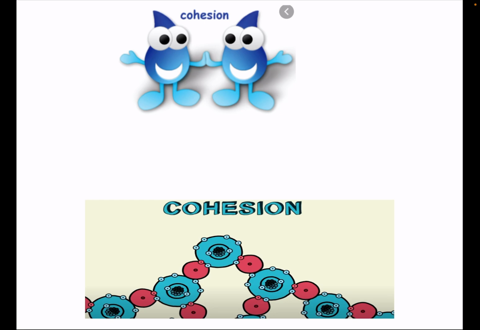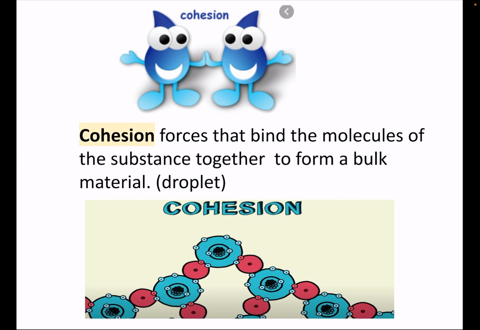As you were exploring in the Gizmo or in the virtual lab, cohesion is water sticking to water. So cohesion is the attraction between the neighboring molecules of a substance. If the molecules stick to themselves, that is cohesion. And that causes the water to form a droplet, a little droplet.